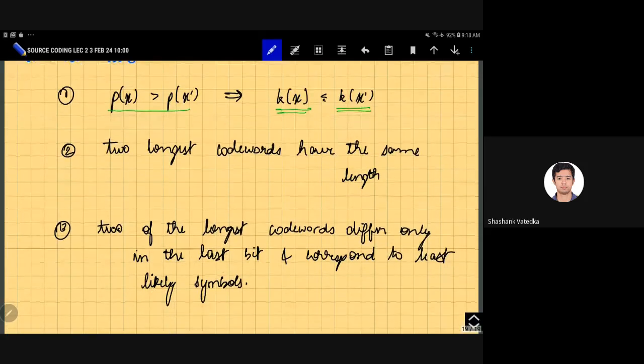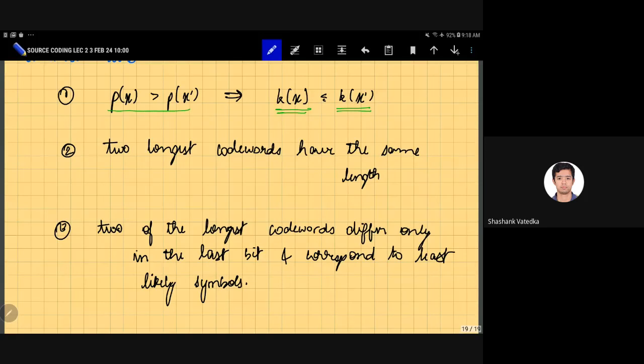And the third property is that the two longest code words, which of course have the same length, differ only in the last bit. So if the two longest code words have length m, then the first m minus 1 bits are the same, and the mth bit is 0 for one of the code words and 1 for the other code word. And these two code words correspond to the least likely symbols.